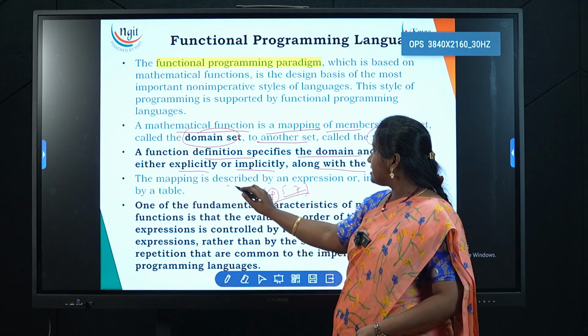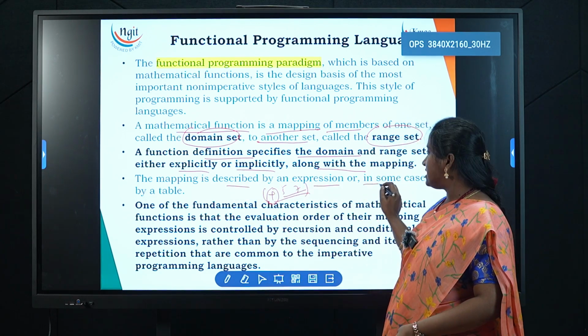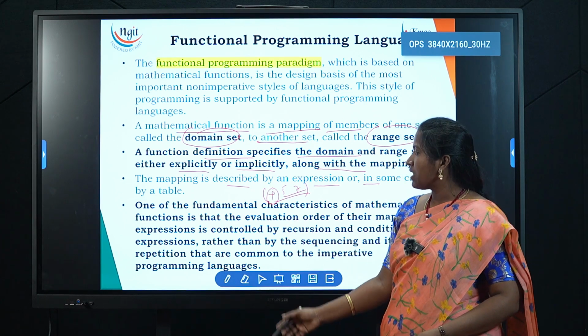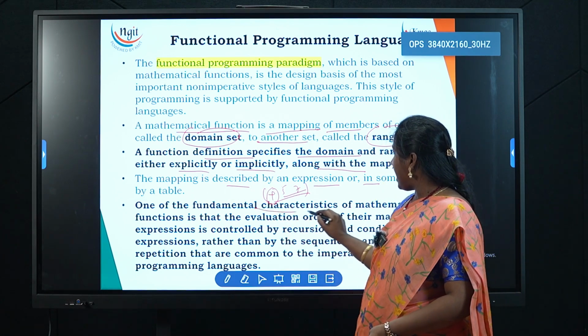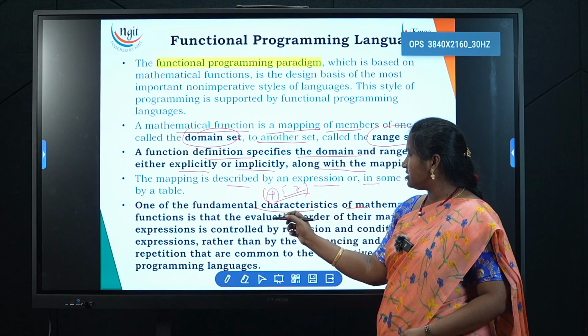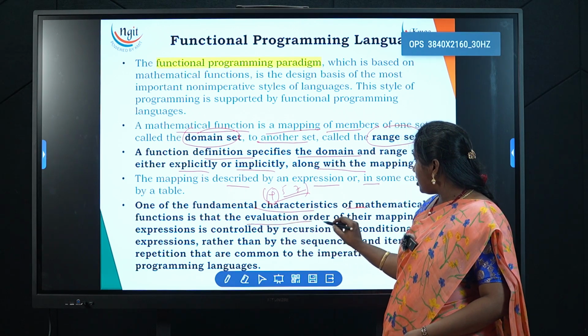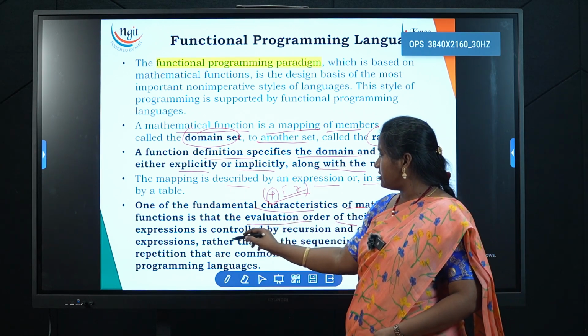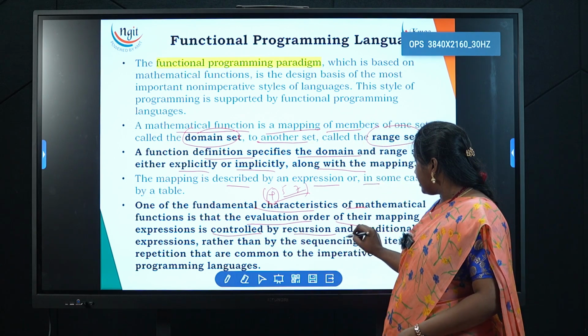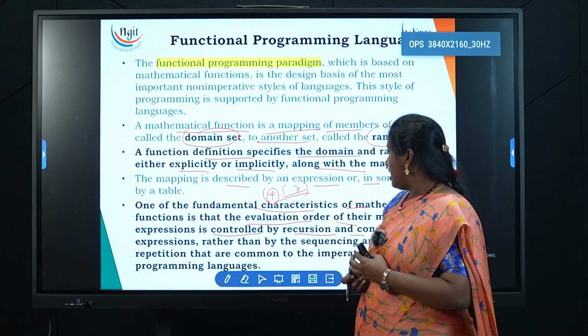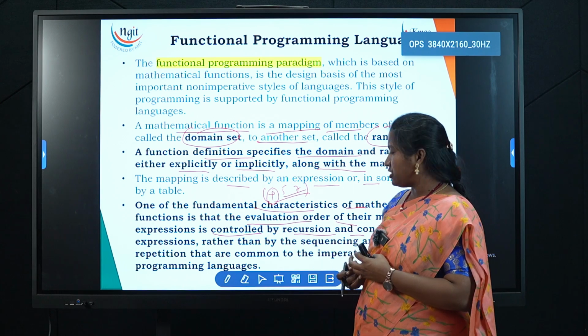The mapping is described by an expression or, in some cases, by a table. One of the fundamental characteristics of mathematical functions is that the evaluation order of their mapping expressions is controlled by recursion and conditional statements or else expressions.